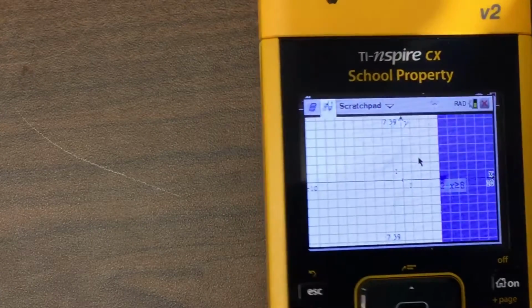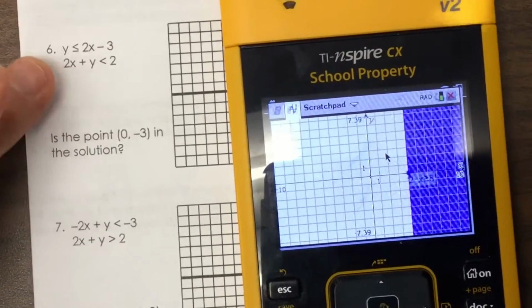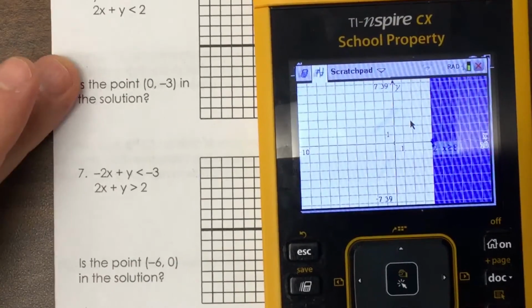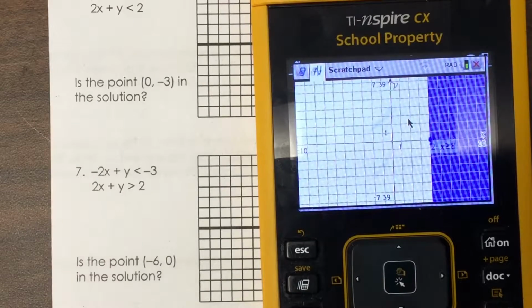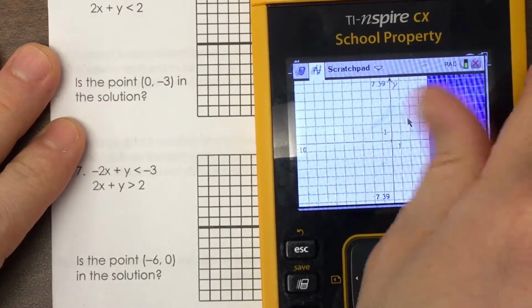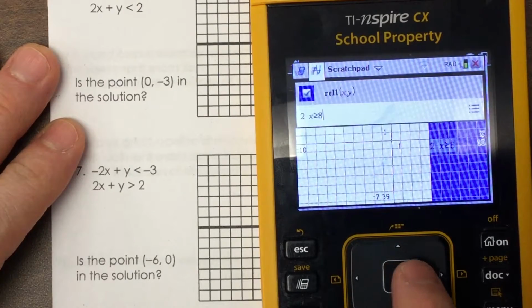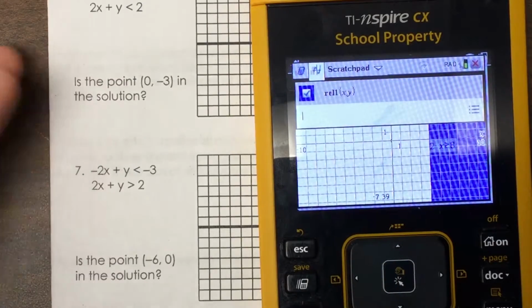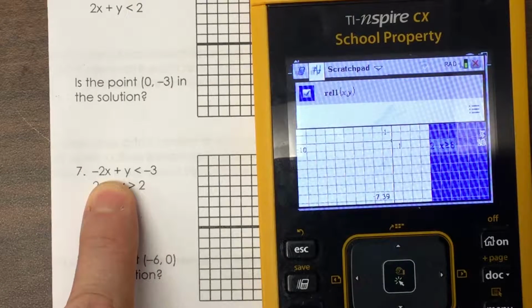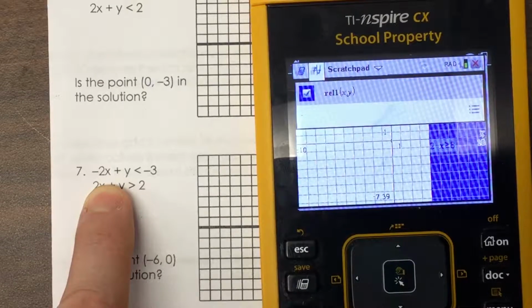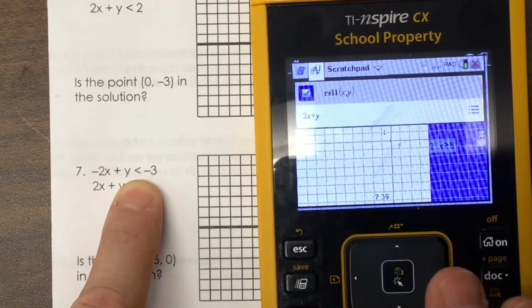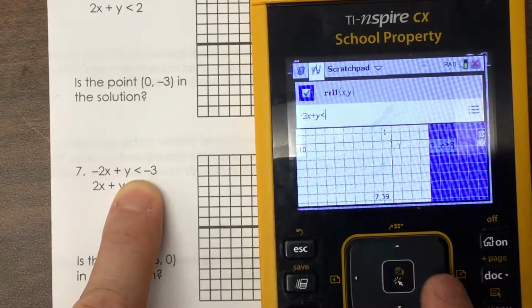Number 7, we have a system of inequalities. We're putting both of these inequalities in. I'm still going to approach it the same way. I'm going to go over here to my inequality. I said equations, but I meant inequalities a second ago. I'm going to put in negative 2x plus y, less than negative 3. Now I'm going to push enter.